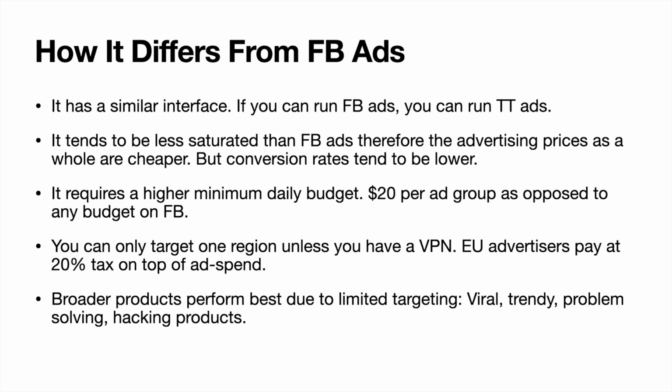Next, TikTok has a lot more broader targeting. Their targeting options are very limited compared to Facebook. On Facebook, you can find 100 targeting options for a certain niche. On TikTok, there's only like 10. As a result, broader products tend to perform better. So products that are viral, that are trending, that have a strong wow factor, that solve problems, and products that hack, like look at this kitchen hack. So the types of products that perform best on TikTok are broader products.